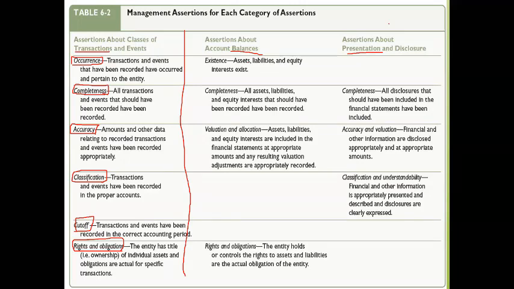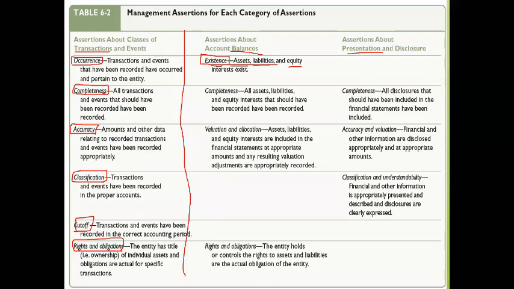Let's go for the balances. Assertions about account balances. Here, I'm not talking about transactions, I'm talking about balances. Balances means totals. You are not talking about a specific transaction, you are talking about total assets, total liabilities, total equity. So here you are talking about totals. I, as an external auditor, have to make sure that these balances exist. What do I mean by exist?